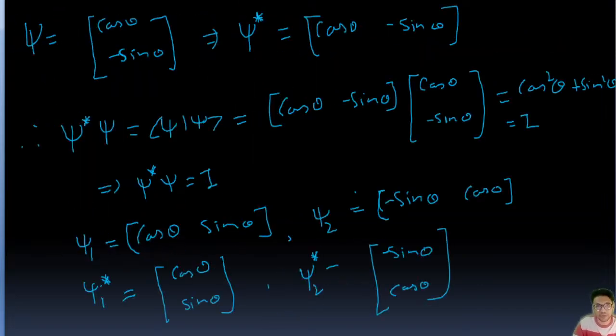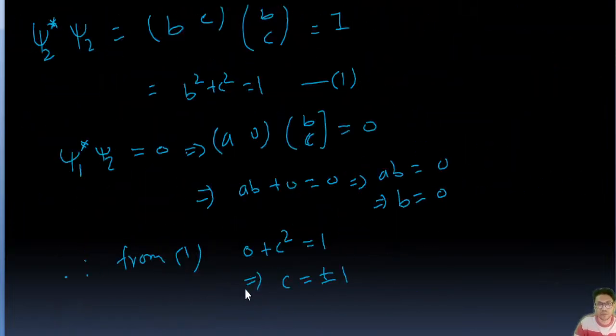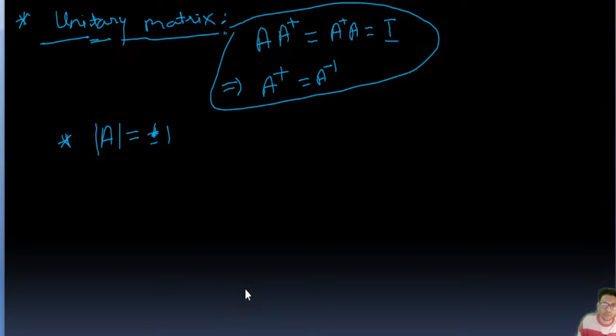Here I have explained it for orthogonal. Orthogonal means we use transpose, and for unitary we'll use dagger. So determinant of A is plus minus 1, that is called unity modulus. Okay, so this is the condition for any matrix being a unitary matrix. A dagger A should be equal to I, or A dagger equal to A inverse, and determinant of A should be equal to either minus 1 or plus 1.